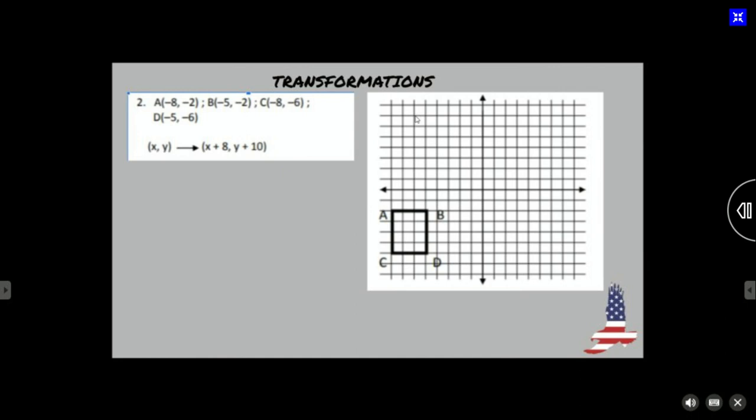You got 0, 8. Stay on 0. Go up to 8. 2 and 3. Go up to 8. Here's your A prime and your B prime. Yes. Bathroom right and back. Go to the bathroom and then come back. Don't go anywhere else.